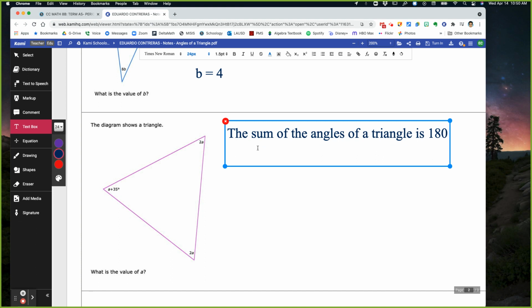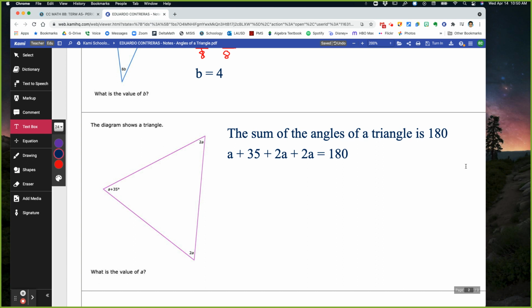So I'm going to add these up. I have a plus 35, and I add 2a, and I add another 2a, because I have another one there. And that has to equal 180. Okay? Any questions on what I just did? All I did was add up this angle, and that angle, and it has to equal 180.